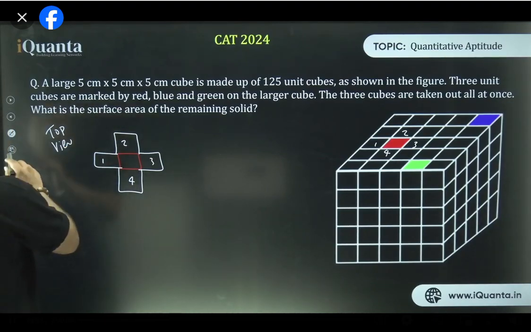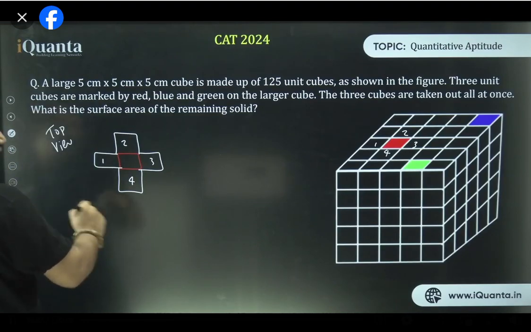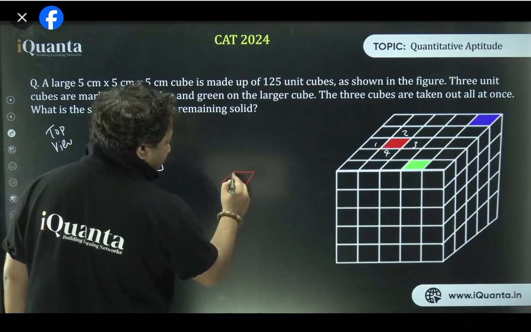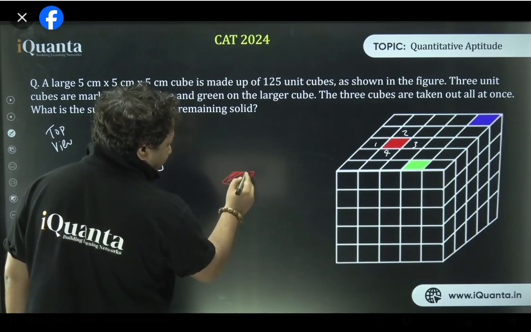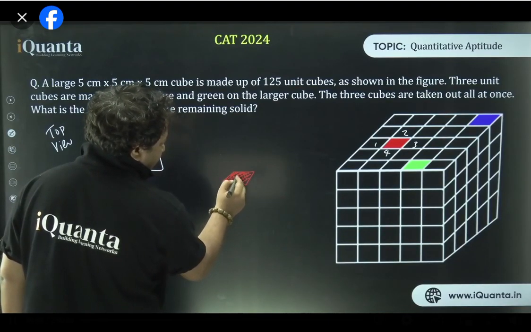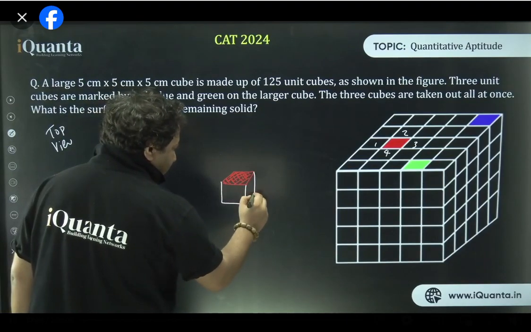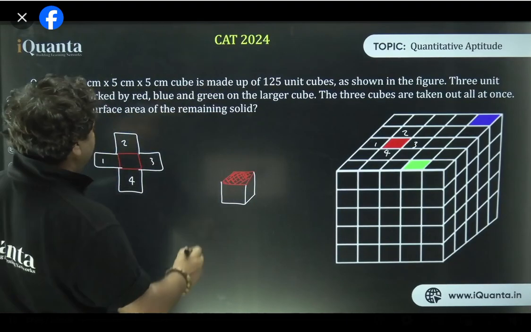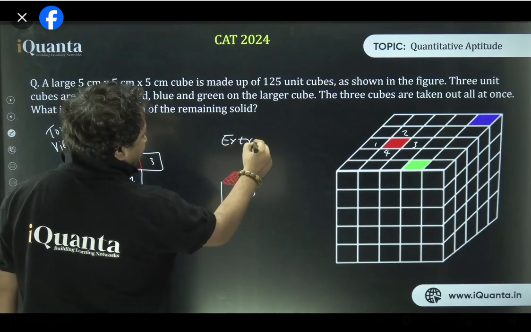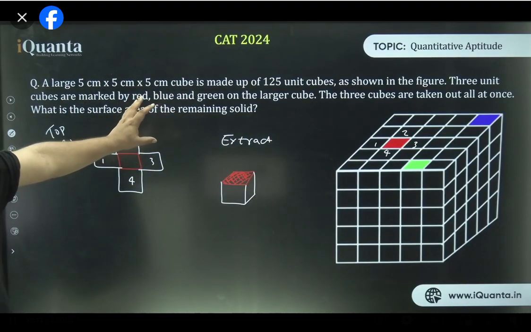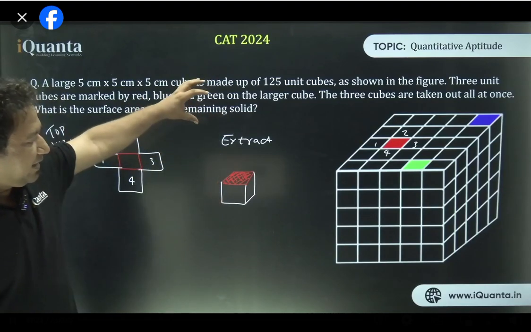Now, I'll show you another view. So this one was painted red, but this is how, when I extract the cube, I have removed the cube from here. तो ऐसे बाहर निकलेगा, yes or no? I don't have a Rubik's cube actually. Is that clear? I've extracted it.